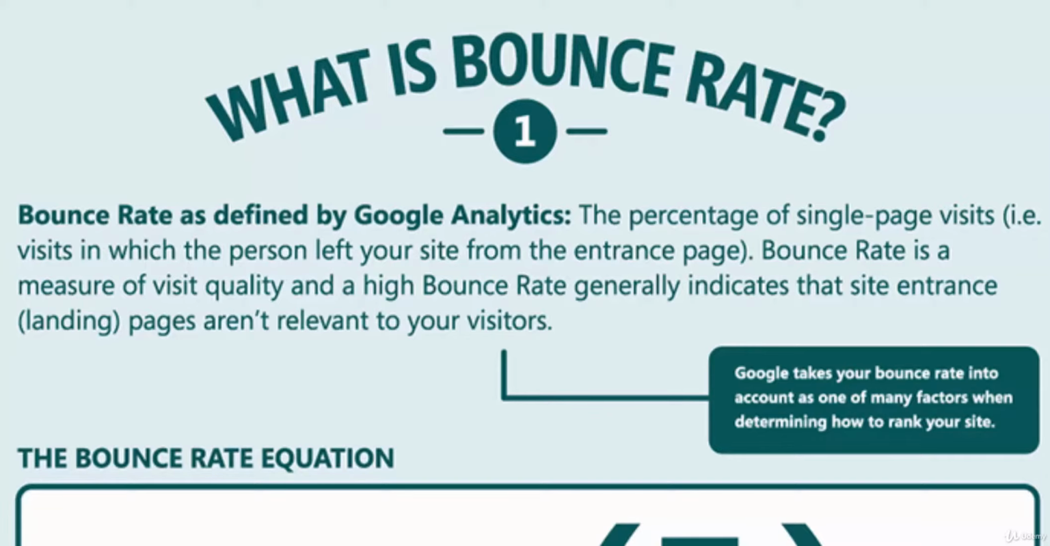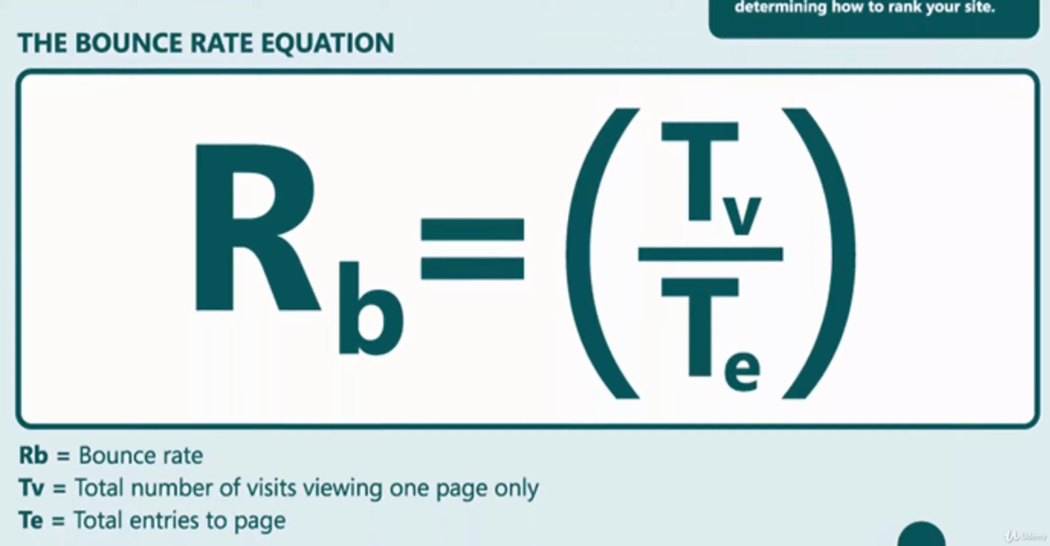You can easily calculate the bounce rate of any page using this equation. Here, TV represents total number of visits viewing one page only, whereas TE represents total entries to the page. So the ratio of TV to TE represents bounce rate. But you don't need to calculate this for every page. Just install Google Analytics and you can view the bounce rate of every landing page or the entrance pages.